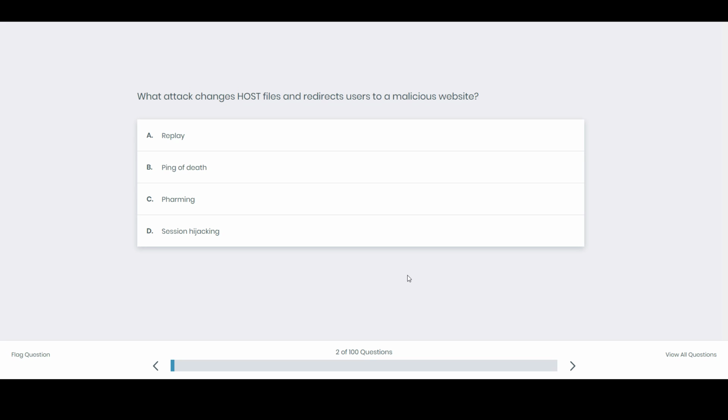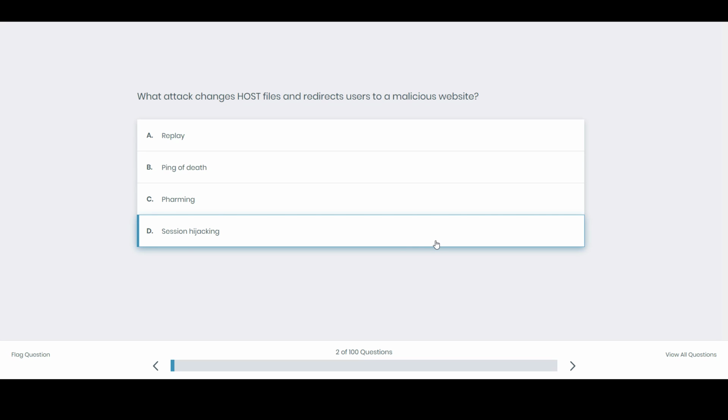The next one is: what attack changes the host file and redirects the user to a malicious website? Ping of death is not the one, I think, so we need to eliminate this one. B, maybe session hijacking? But the attack changes the host file, no.